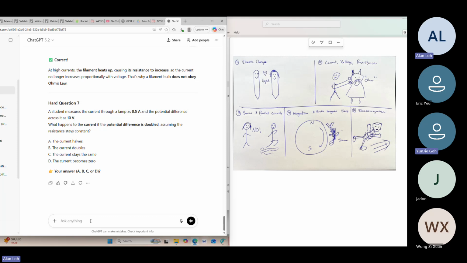I don't know. What happened to the current if the potential difference, which is the voltage, doubles, assuming the resistance stays constant? I think it's drawer number 2. Yes, you are right. The drawer number 2. You do not know? Anyone have answers? Anyone want to help Inje? Okay, answer is B from Xuan. Why is it B? Can you explain?